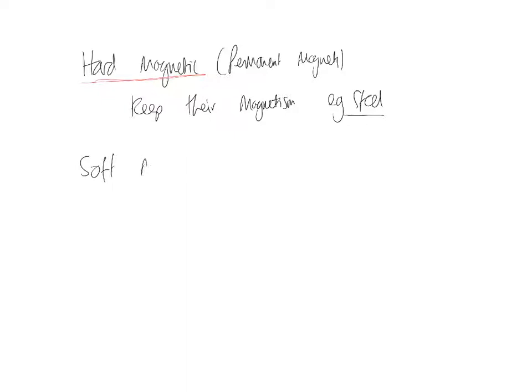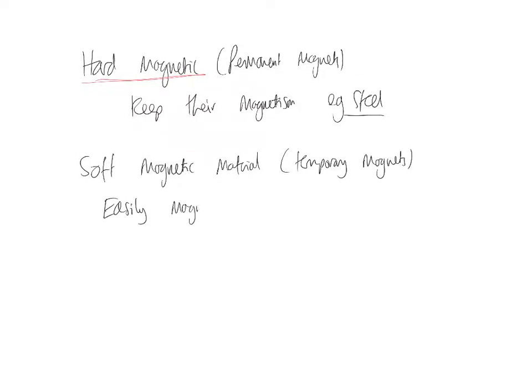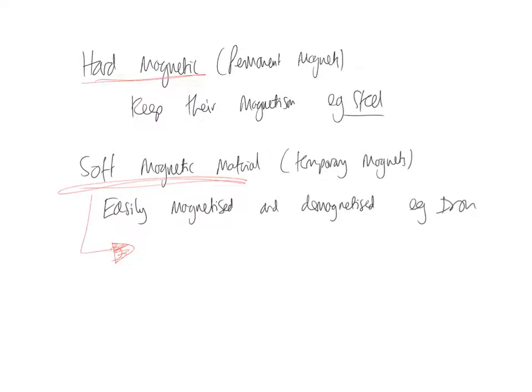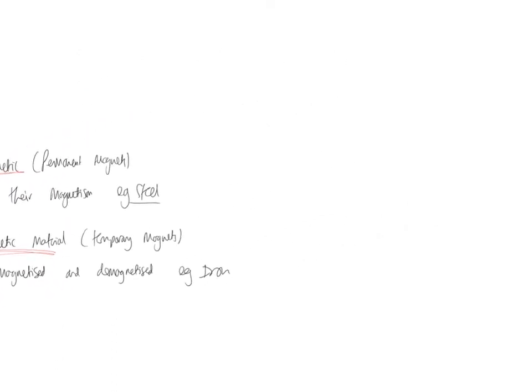A soft magnetic material, these are sometimes called temporary magnets. And these are ones that can be easily magnetized, that means made magnetic, and demagnetized. A good example of this is iron. It's very easy to magnetize and demagnetize. So this covers the two key types. Sometimes this is very useful. Sometimes you want something that will become magnetic and then lose its magnetism later on, and we'll see that when we look at electromagnets.